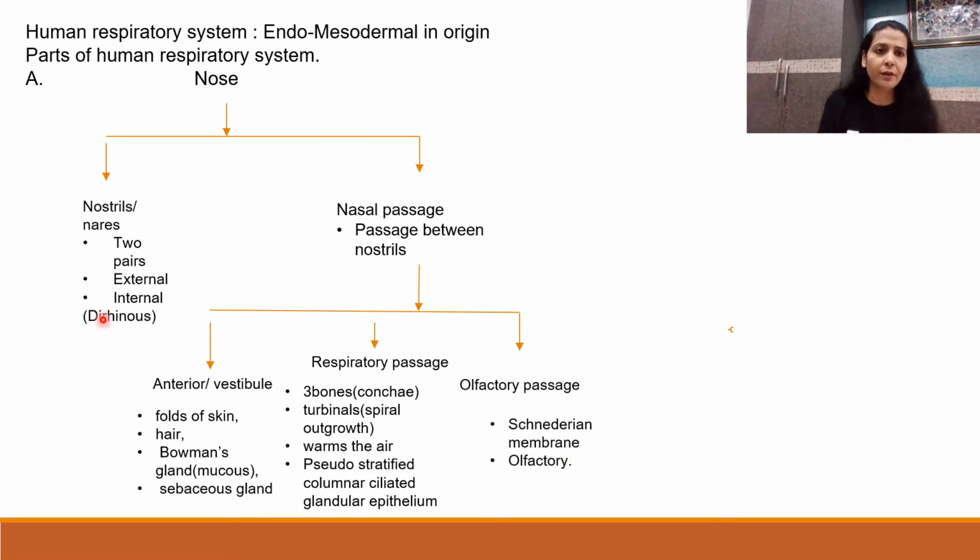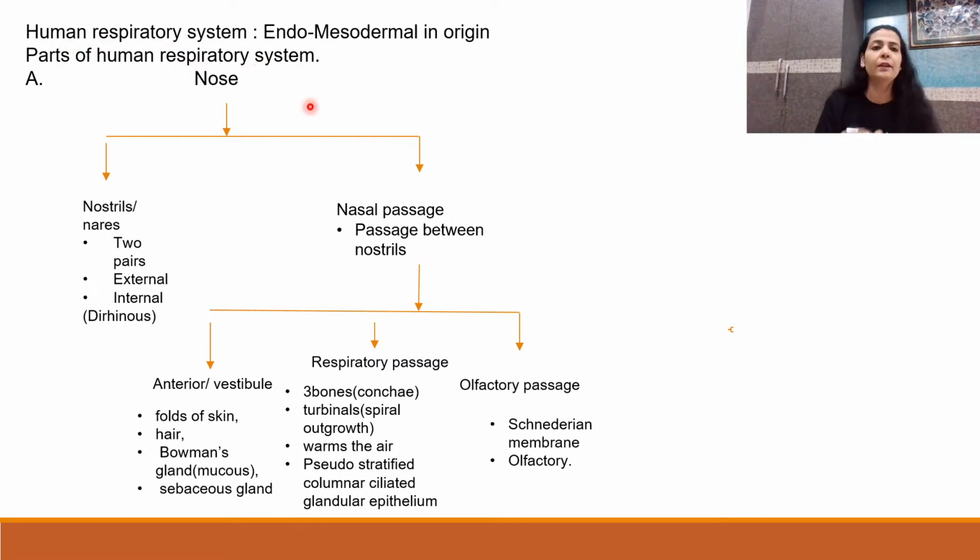So this particular system, when we talk about human respiratory system, it is endomesodermal in origin, which means some of the part is endodermal and some of the part is mesodermal. All right. So human respiratory system is endomesodermal in origin, which means some parts are derived from the endoderm of the embryo, some parts are derived from the mesoderm of the embryo. All right.